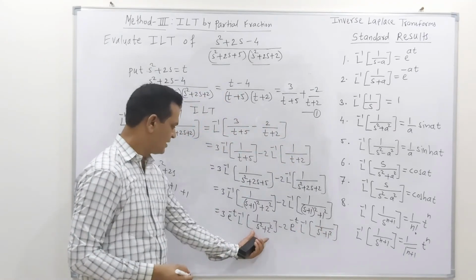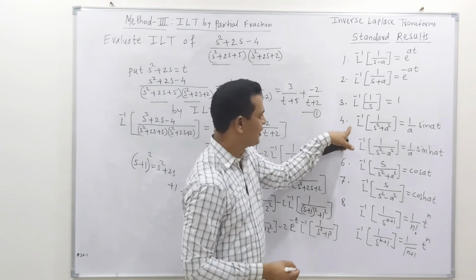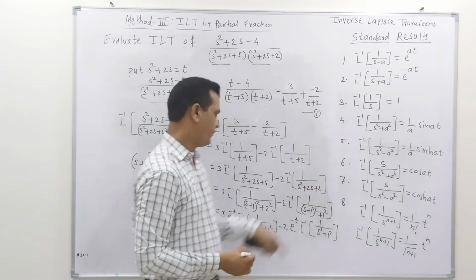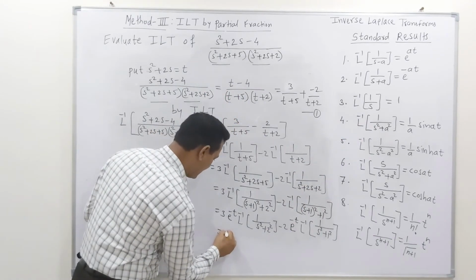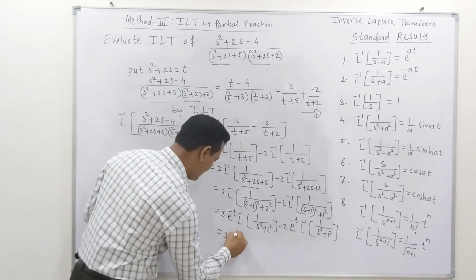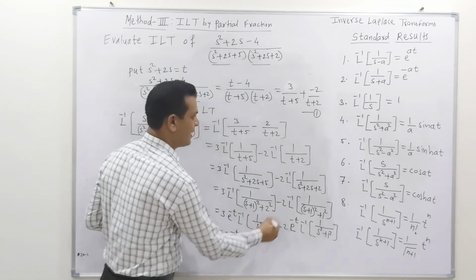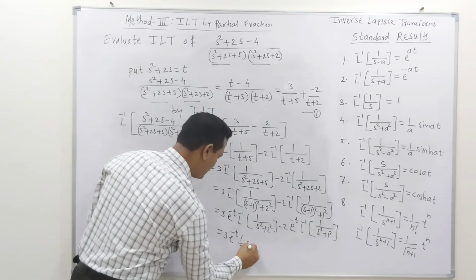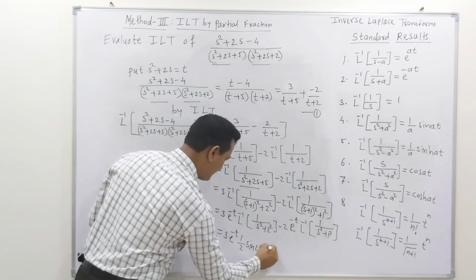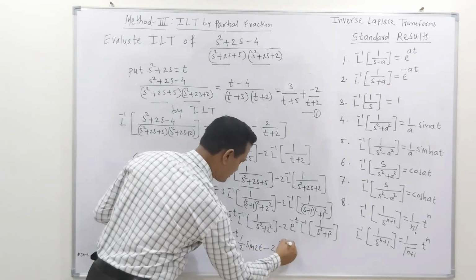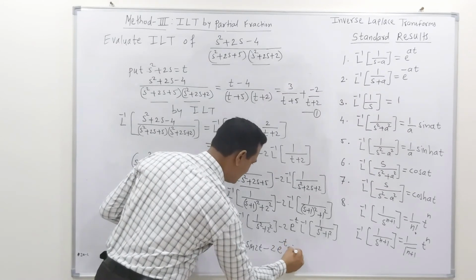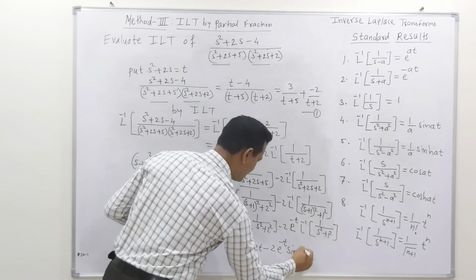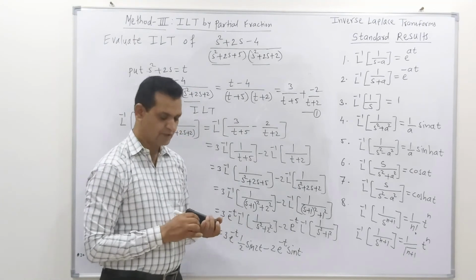Now this equation as well as this equation is straightforward in our result number 4. So we can directly write the answer to this term as e raised to minus t. Then after applying this result number 4, we get this as 1 upon 2 sine of 2t minus 2 e raised to minus t into sine of t, because the value of a is 1.